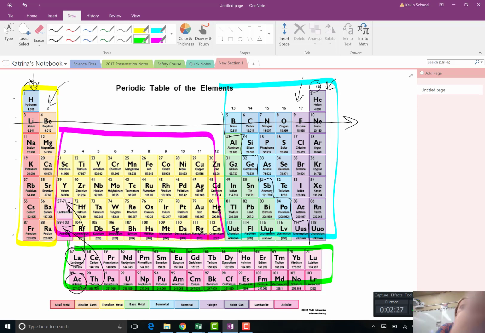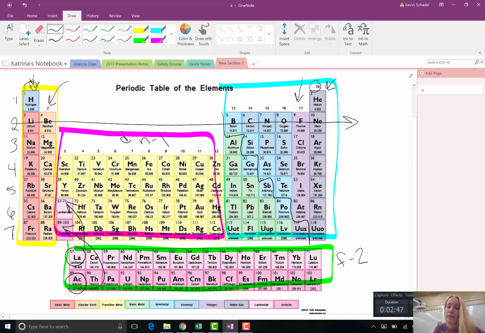When we're talking about our periods, we said we had 1 through 7. That's also our principal energy level number, n. For our D block, we subtract 1 from n, and for our F block, we subtract 2 from n to have the appropriate electron configuration.